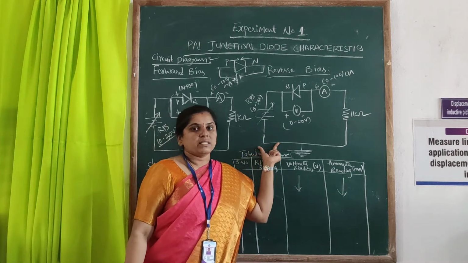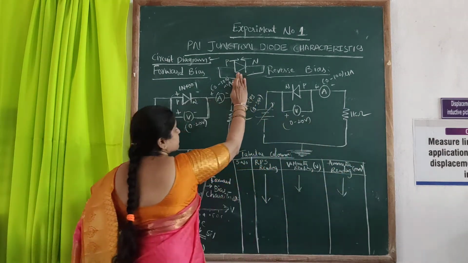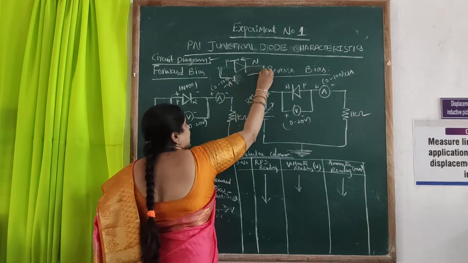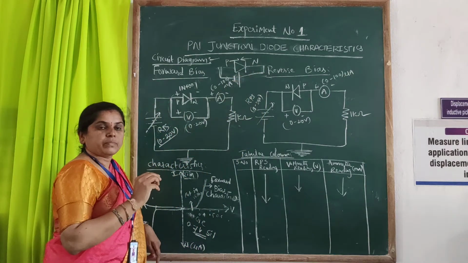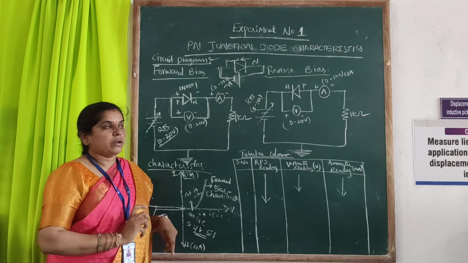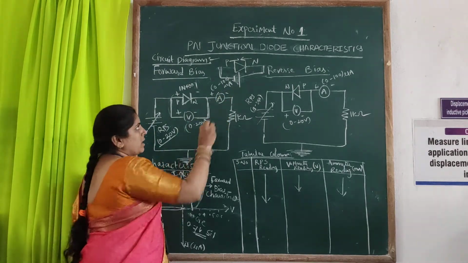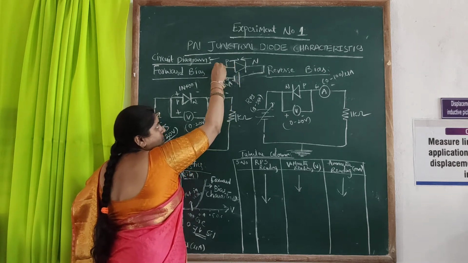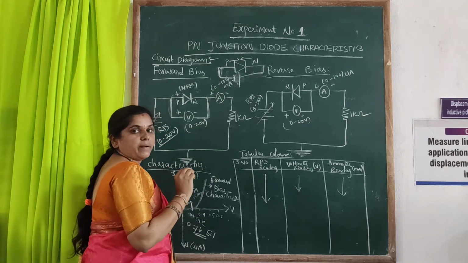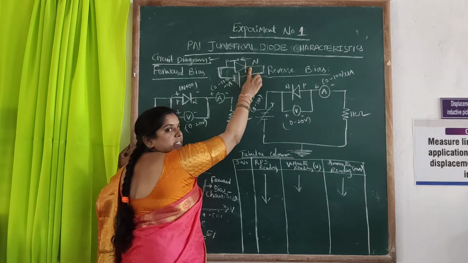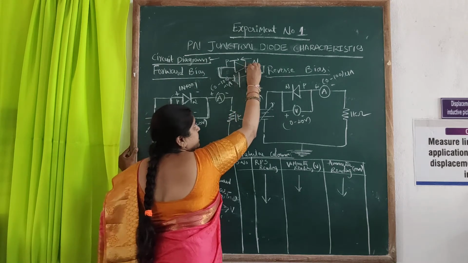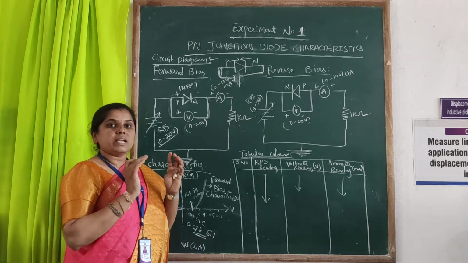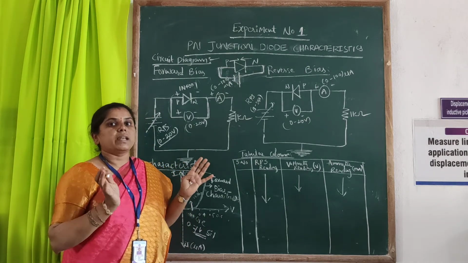Next, in reverse bias, what happened in reverse bias? In reverse bias, this P terminal is connected to negative terminal of the battery and N terminal is connected to positive terminal of the battery. This is reverse bias connection. The P terminal has majority carriers which are holes, and these holes are attracted towards the negative terminal side. The N terminal has majority carriers which are electrons, and these electrons are attracted towards the positive terminal of the battery. Then the junction width of PN junction is increased.